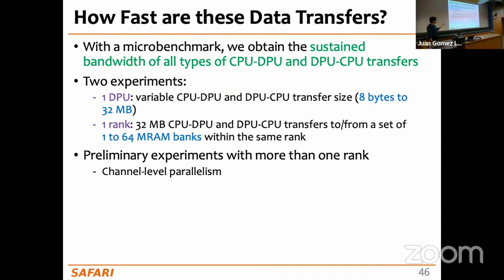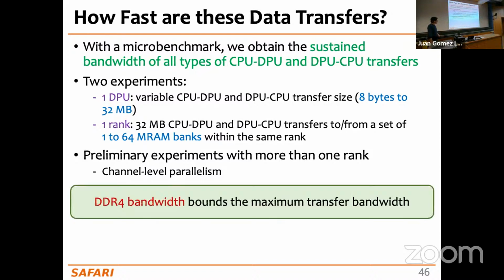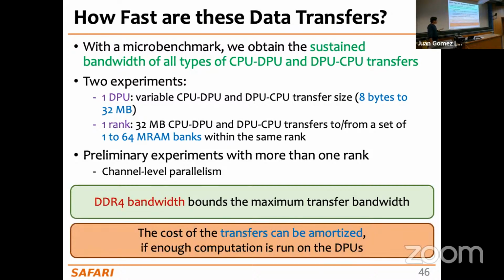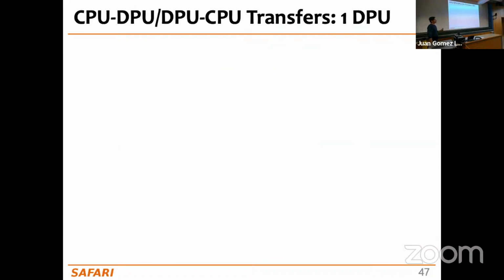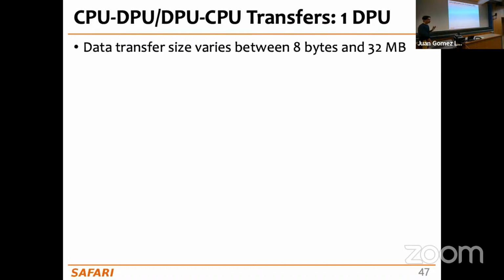If you run the experiments on more than one rank, you will experience channel level parallelism, because one rank is just in one channel, but if you target multiple ranks, you probably target multiple channels as well, and this naturally increases the parallelism and the bandwidth, right? One thing that we can know in advance is that the DDR4 bandwidth itself, what is given by the standard of DDR4, is going to be the maximum transfer bandwidth that we can achieve, right? And actually in DDR4 is about 19 gigabytes per second. And in some of our measurements, we are not too far from that.